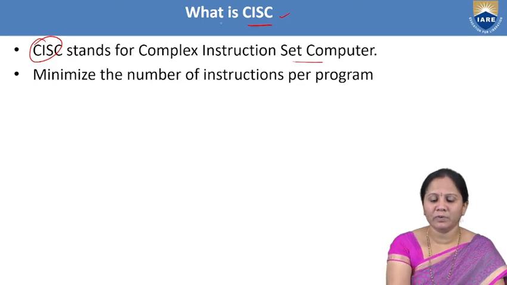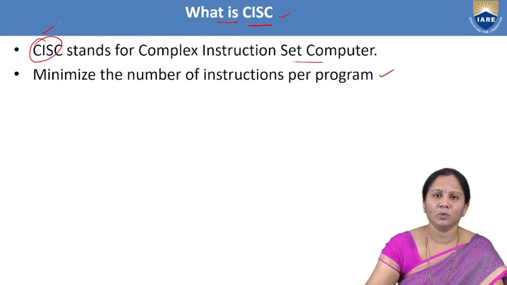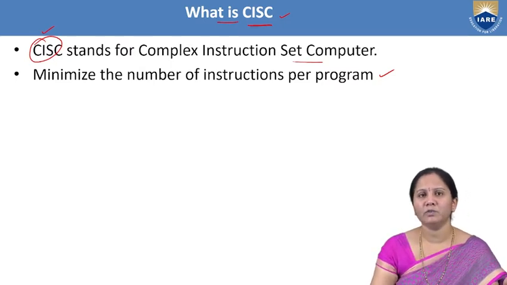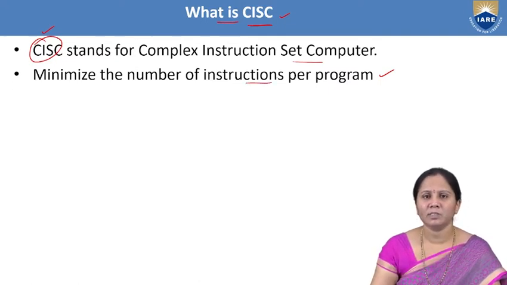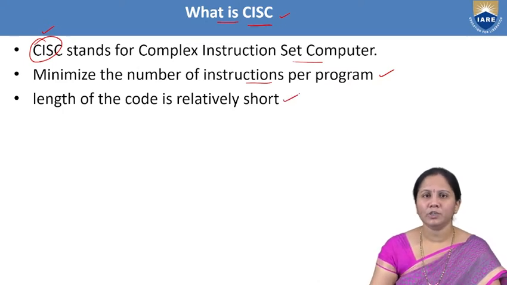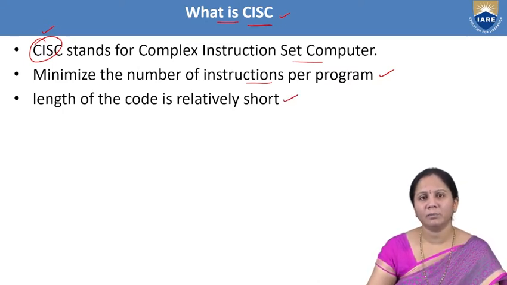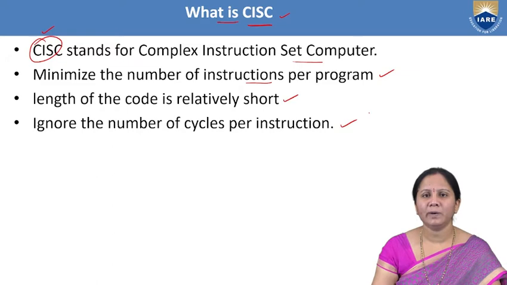Now, we will see some of the features related to this CISC. First, it minimizes the number of instructions per program. Since a single instruction can be used to perform a particular operation instead of using more instructions, we can use fewer instructions to execute one operation in the program. So, the length of the code is relatively short. Since fewer instructions are used, automatically the number of lines present in the program will be less.